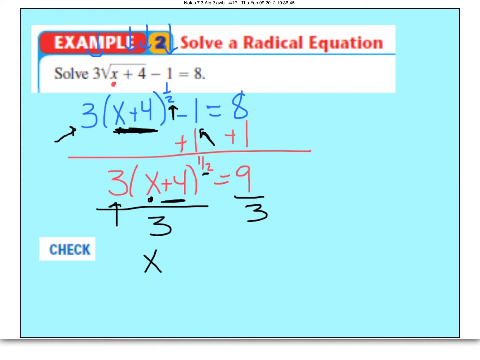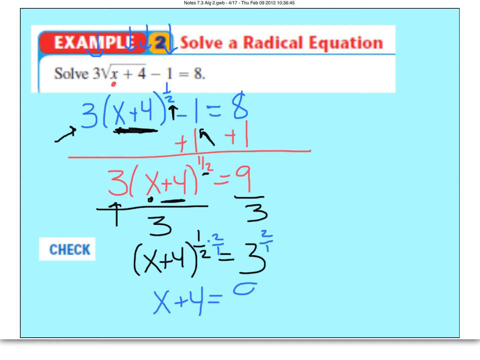I'm going to get x plus 4 in parentheses to the 1/2 power is 3. Now the thing that's furthest out is the 1/2 power. To get rid of that, multiply by the reciprocal, 2 over 1. It's a little exponent. This is x plus 4 equals 3 squared, which is 9. Last step, subtract 4 from both sides. X is going to be equal to 5.